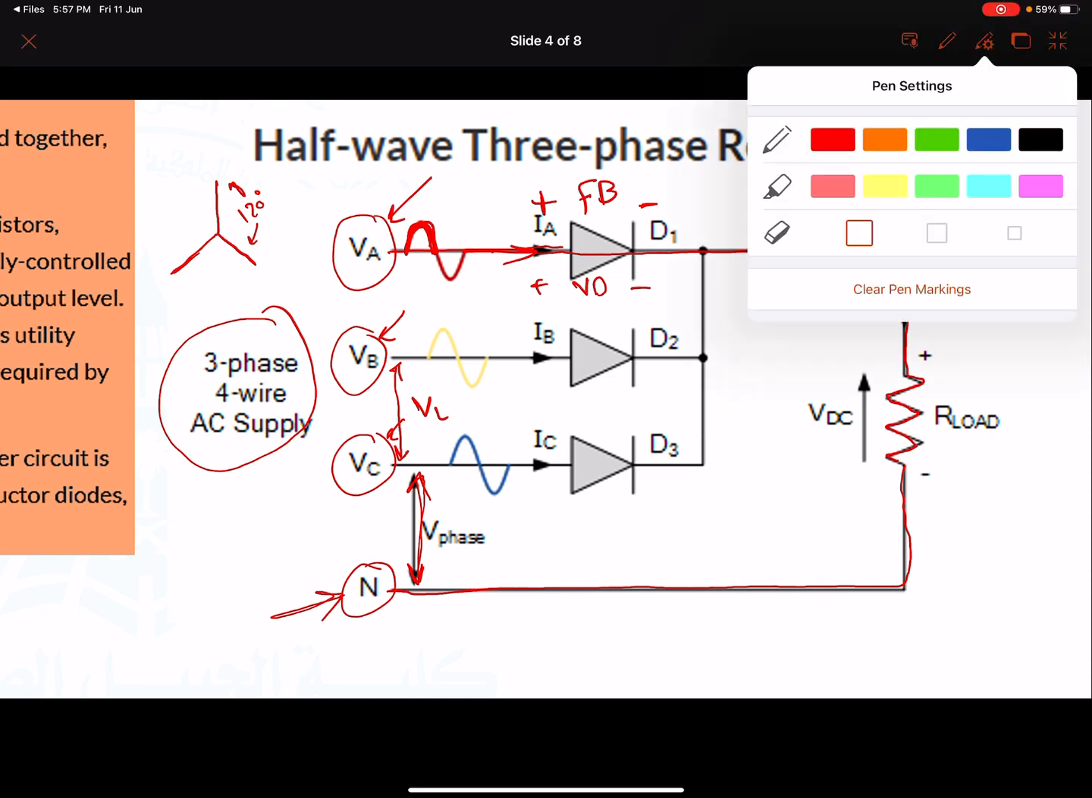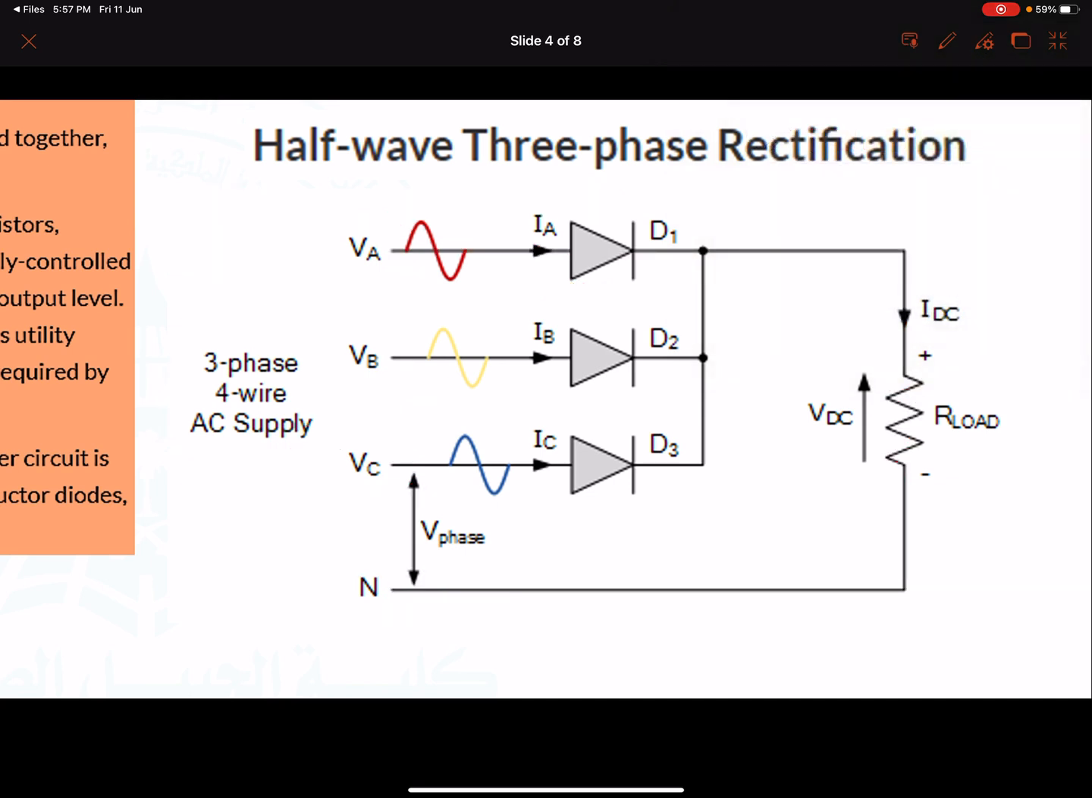Now let us see diode 2 when diode 2 is working. Now we say that diode 2 is working when phase B is bigger than phase A and phase C. Okay, and also when phase B is positive, right? When phase B is positive, the diode here having positive and negative VD2 will be forward biased and it will conduct the current. It will move the current from this side to the load, right? It will go through the load and come back to the source through the neutral.